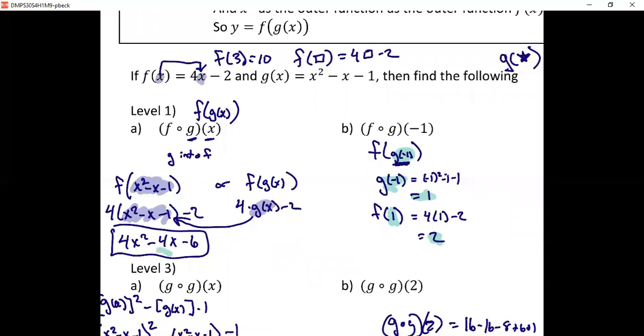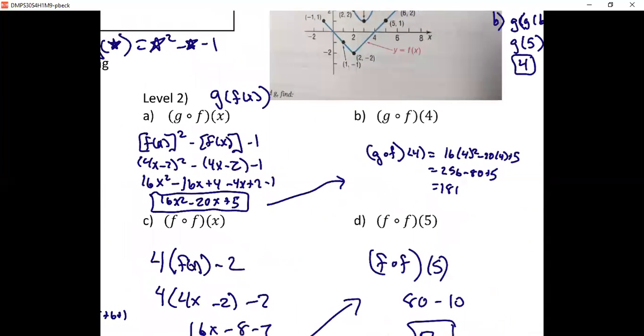Or we could sit here and take the expression that we found, which is probably going to be a better approach now that we've already established we have this whole expression. Let's just plug negative 1 in here. If we plug in negative 1 here, that would be 4 times negative 1 squared minus 4 times negative 1 minus 6. So 4 plus 4 minus 6 is 2 one more time.